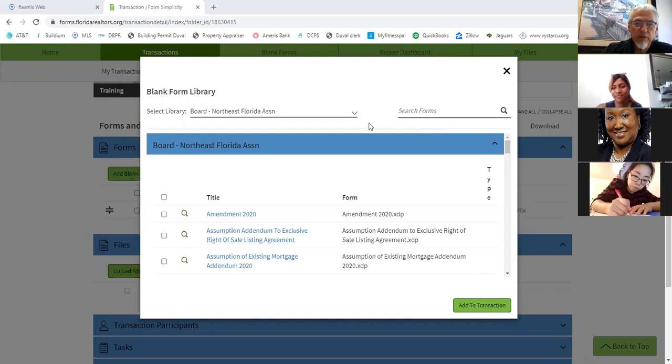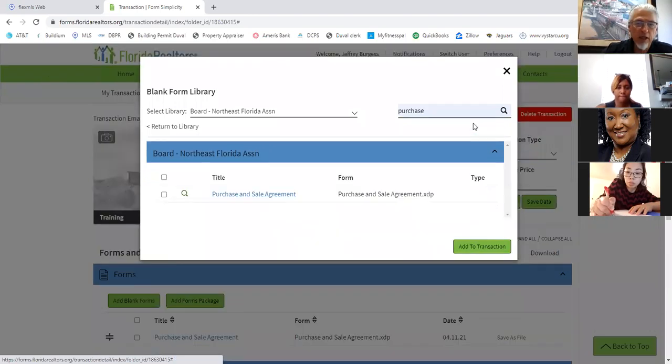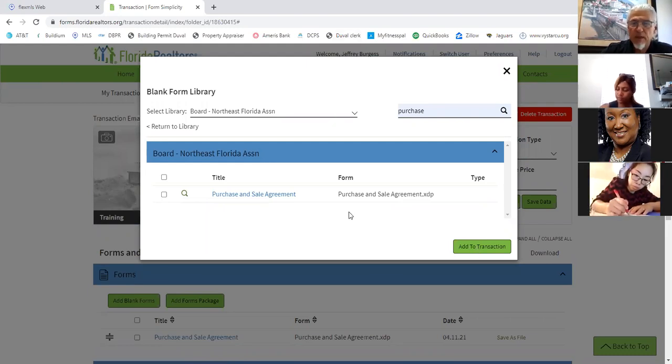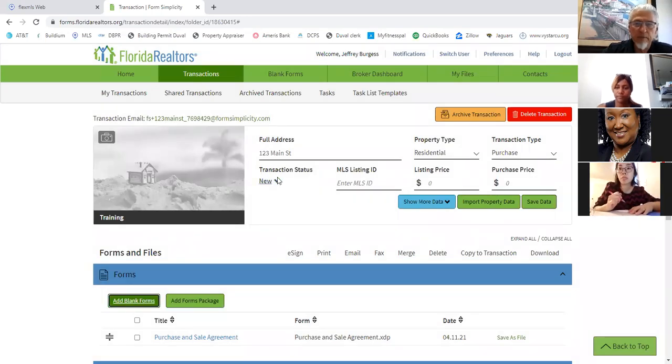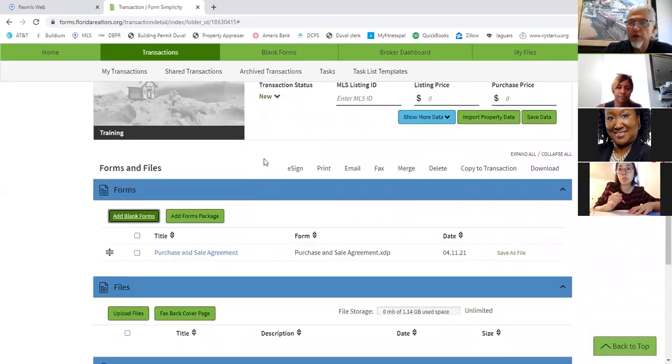Okay, so then after we've picked the board, we're going to go over here, and all you've got to do to find a purchase and sale agreement is just put in a keyword, purchase, and click this, and there's your purchase and sale agreement. You mark that and then add to transaction. And you'd add that to the transaction. We've already got it in the transaction, so we're going to go there and open it. But I just wanted you to see the navigation of getting there.